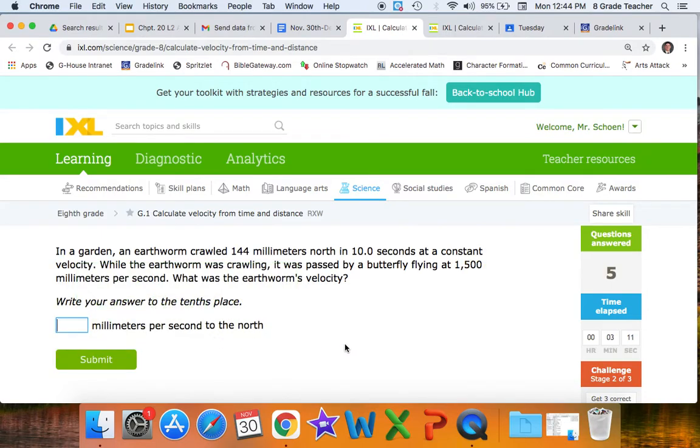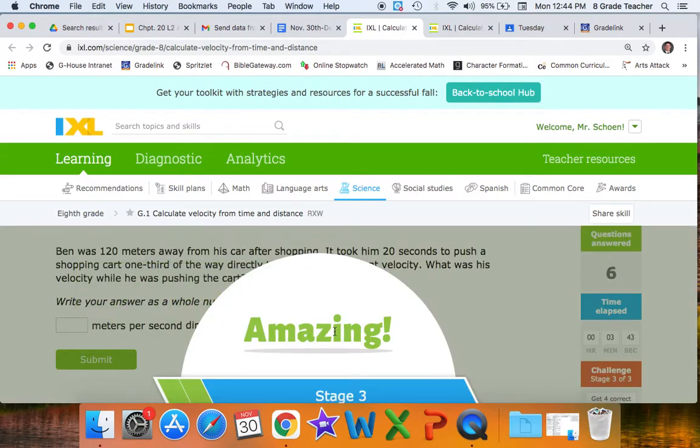In a garden, an earthworm crawled 144 millimeters north in 10 seconds at a constant velocity. While the earthworm was crawling, it was passed by a butterfly flying at 1,500 millimeters per second. What was the earthworm's velocity? So again, it gives you the butterfly information of millimeters per second. We're looking for the earthworm because that's what the question is specifically asking. 144 millimeters north in 10 seconds, so you're going to say 144 divided by 10 gives you 14.4. Obviously much slower than the butterfly.